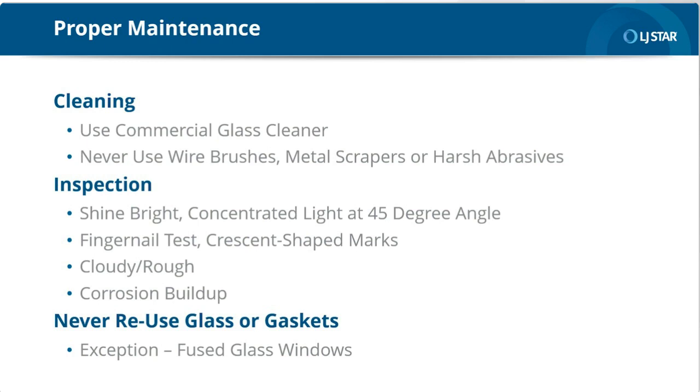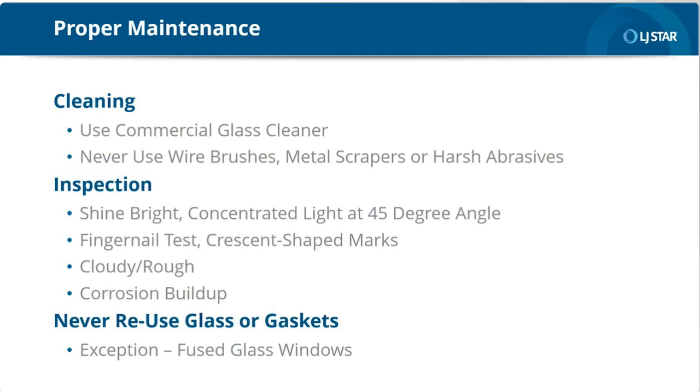How to inspect a sight glass. Sight glasses should be regularly inspected for damage. Here's how to inspect a sight glass. To examine for scratches, shine a very bright concentrated light source at an angle of about 45 degrees. Anything that glistens should be inspected closely.